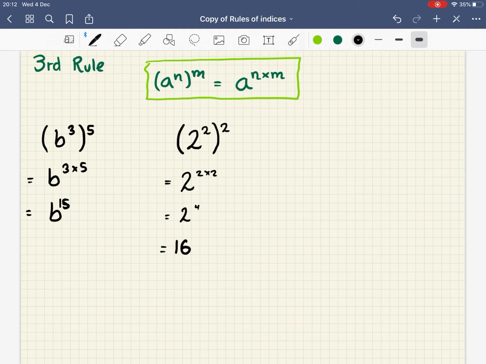And then just one more very, very quickly. If I have, let's do c to the power of minus 3, all to the power of negative 2. That's going to be c to the power of negative 3 times negative 2. 2 negatives make a positive, so I'm going to have c to the power of 6.